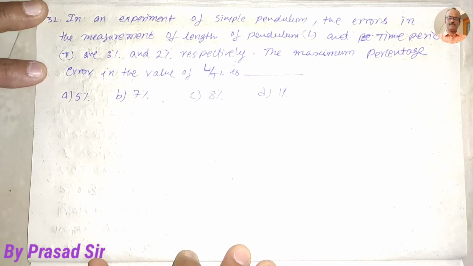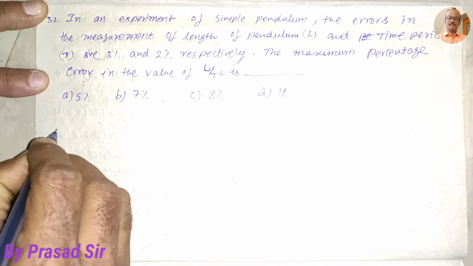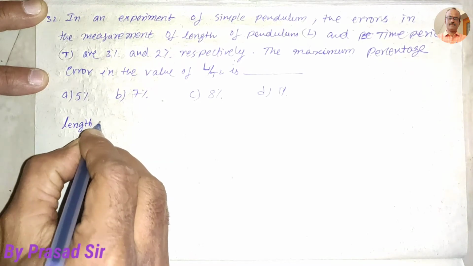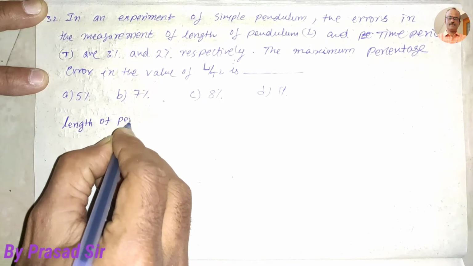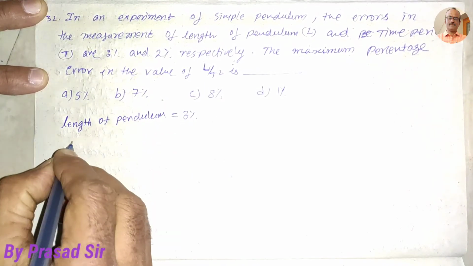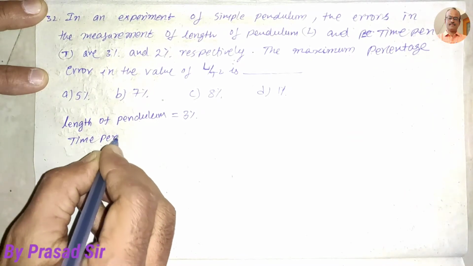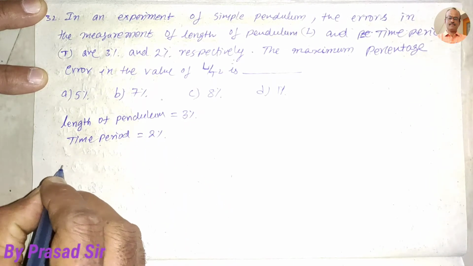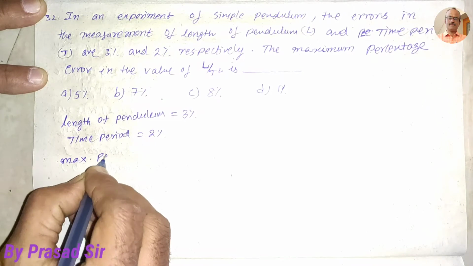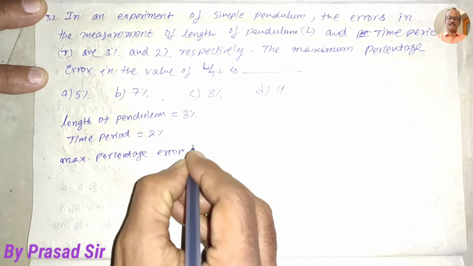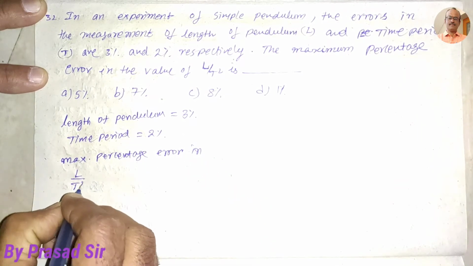So here in experiment of simple pendulum, the error measurements of length and time period. So first of all, given: error in length of pendulum is equal to 3% and time period error is equal to 2%. But which one do we want to calculate here? Maximum percentage error in L by T square.